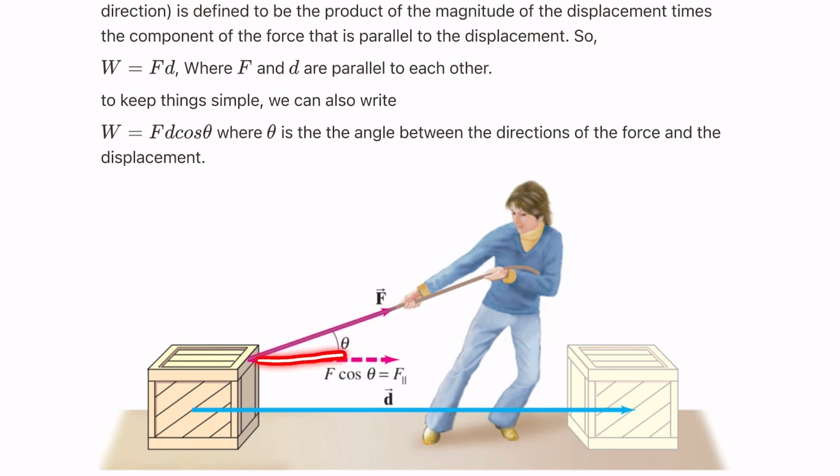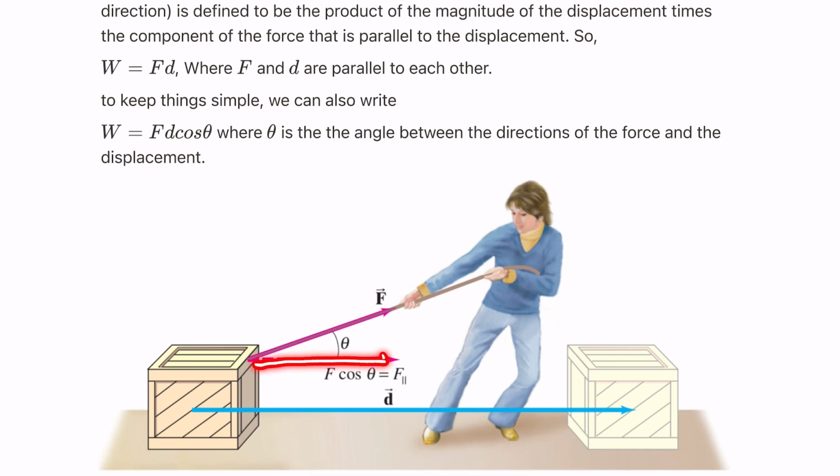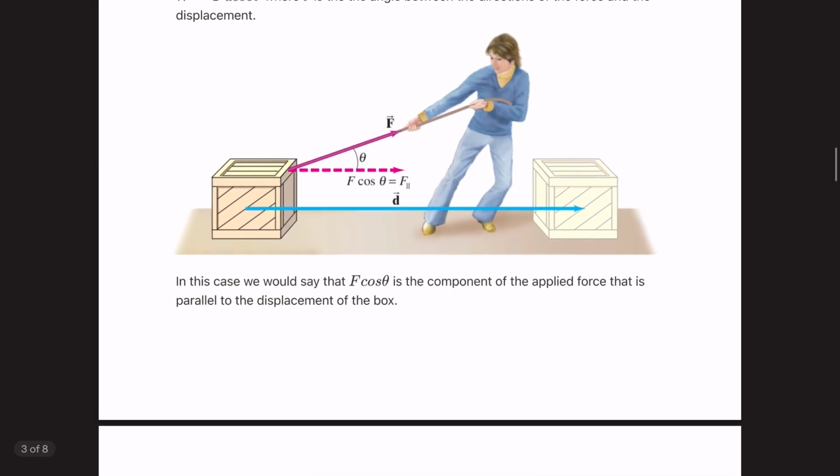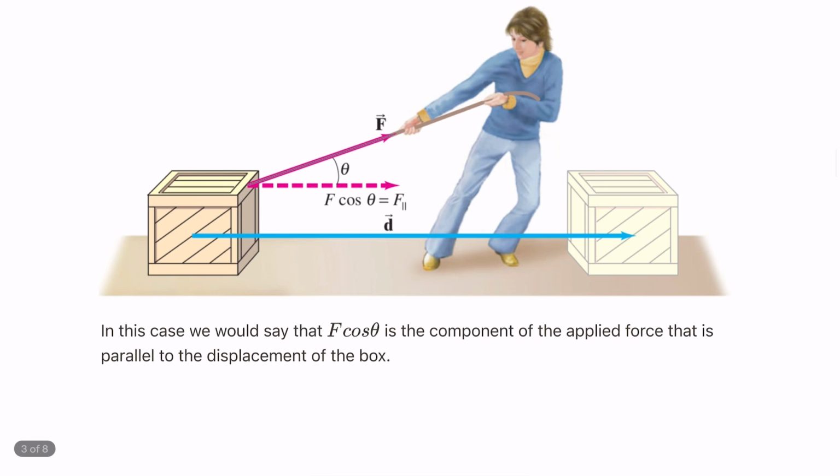The component that is parallel is the side of this right triangle that is adjacent to our angle theta. So that's going to be cosine, because when you think of SOHCAHTOA, CAH: cosine theta is equal to adjacent over the hypotenuse. All right, so this adjacent side we'll get from taking the cosine of theta. In this case, we would say that F cosine theta is the component of the applied force that is parallel to the displacement of the box.